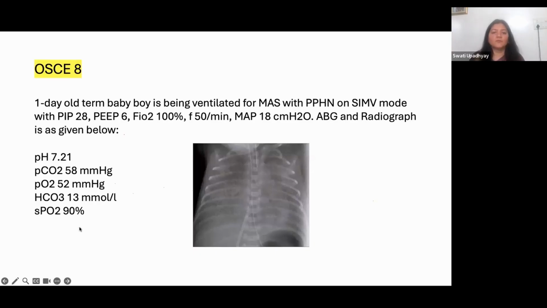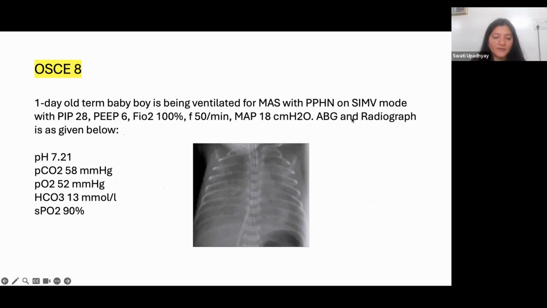Thank you, sir. So, the next question is again a clinical scenario. We have a 1-day-old term baby boy being ventilated for meconium aspiration syndrome with PPHN on SIMV mode with high settings, PIP of 28, PEEP of 6, FiO2 100%, frequency 50, and MAP of 18 centimeter of H2O. So, ABG and radiograph is as given below. pH is 7.21, PCO2 58, PO2 52, bicarb 13, and SpO2 90%.